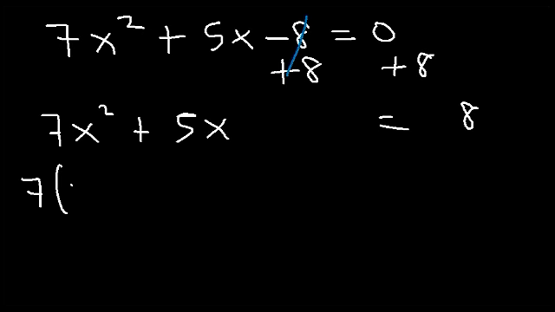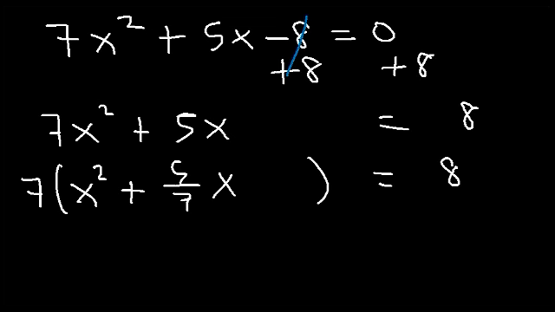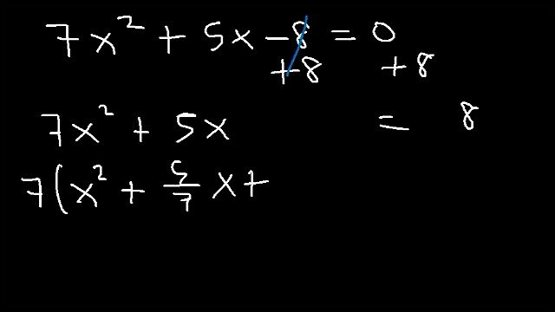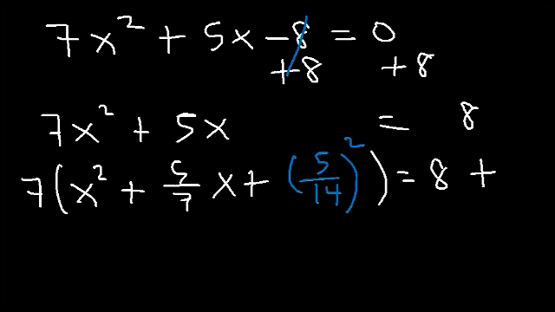7x squared divided by 7 is x squared. 5x divided by 7 is 5 over 7x. Now we need to add the missing term. So we need to take half of 5 over 7. To find half of that, simply multiply the denominator by 2. So I think I'm going to need a little bit more space. So it's going to be plus 5 over 14 squared. That's half of 5 over 7. And then on the right side, it's 8 plus 5 over 14 squared, but times the number in front, which is a 7.